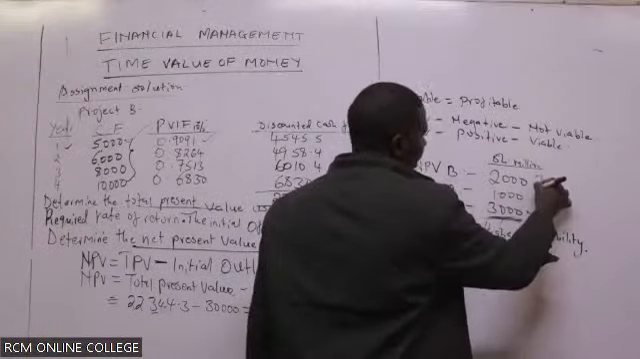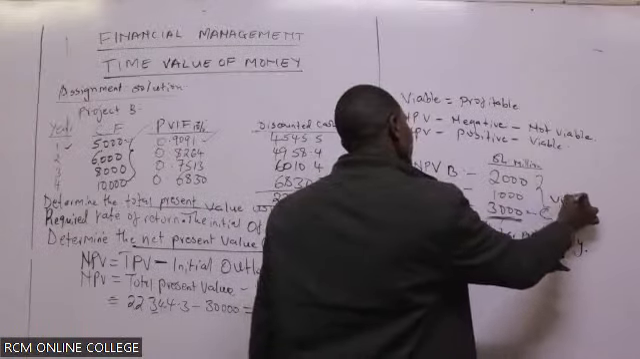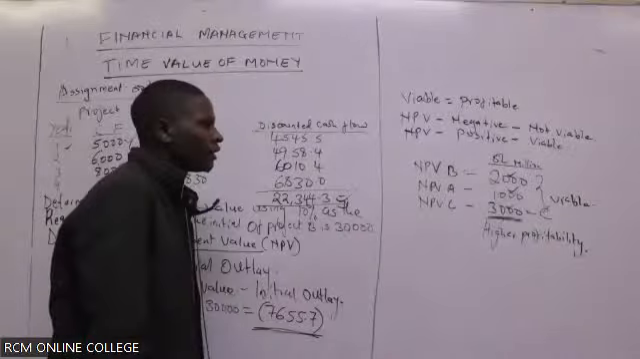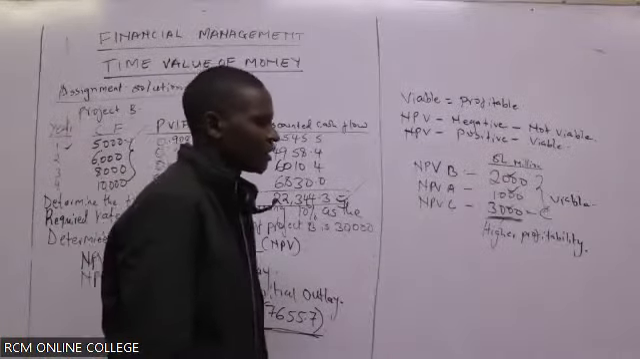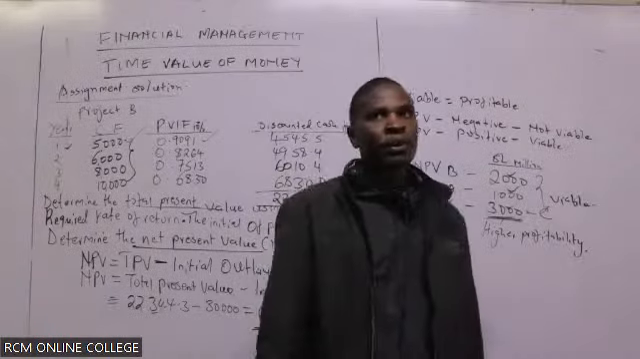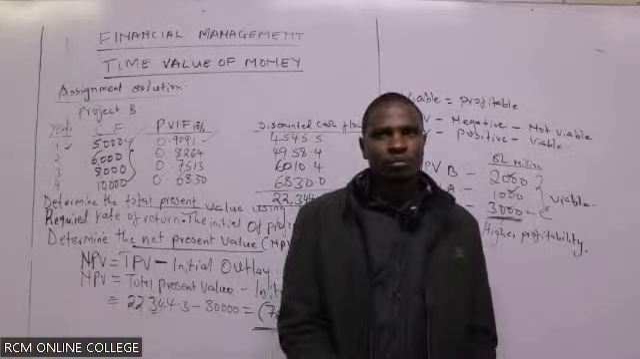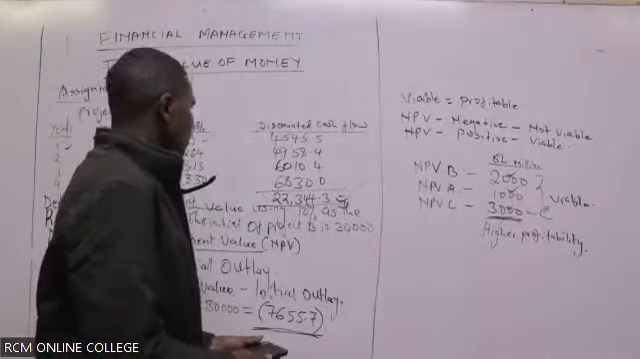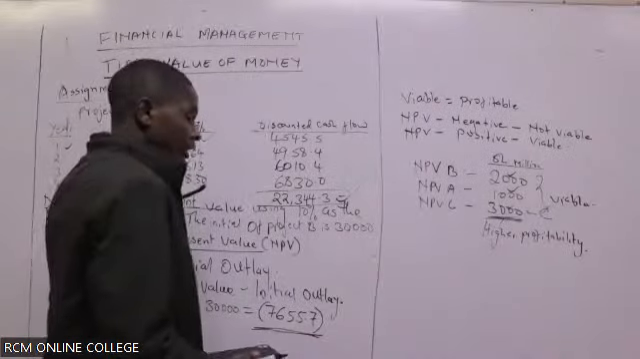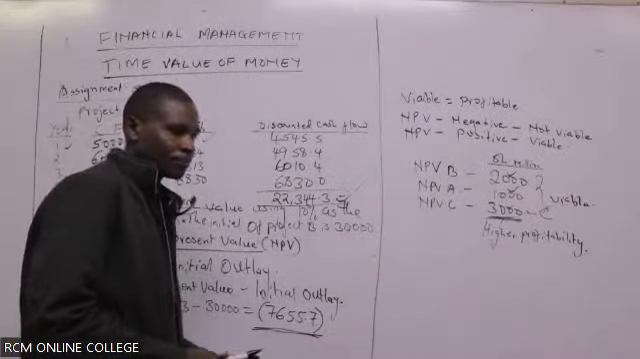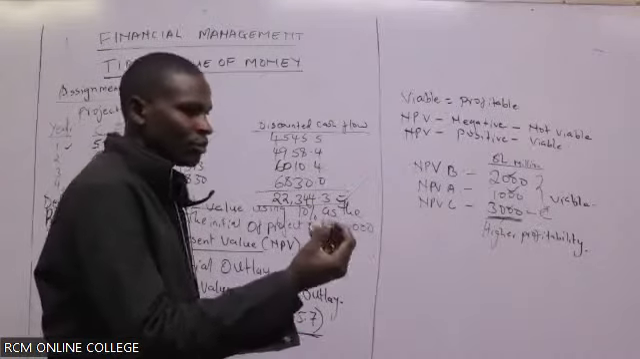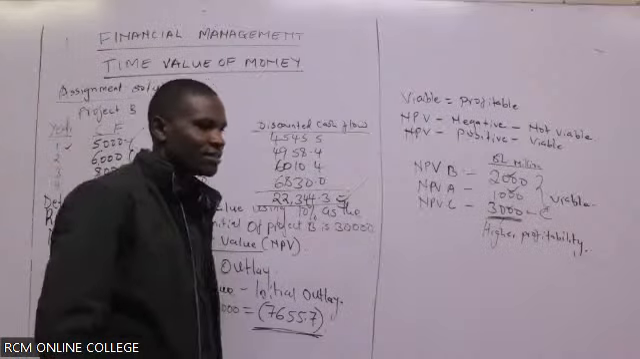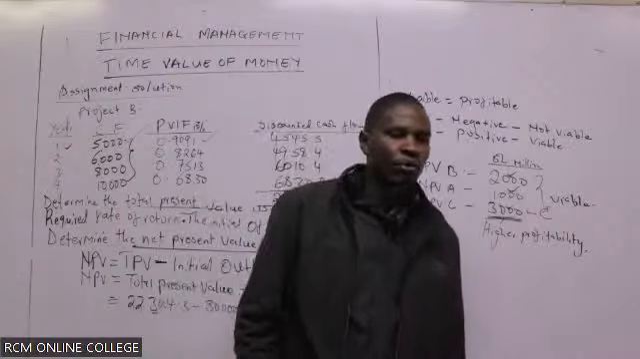So you see, all of them are viable projects, but now you have to compare the return that we are getting. So class, are we together as far as discounting of irregular cash flow is concerned? Because this knowledge should be at your fingertips. Are we together?